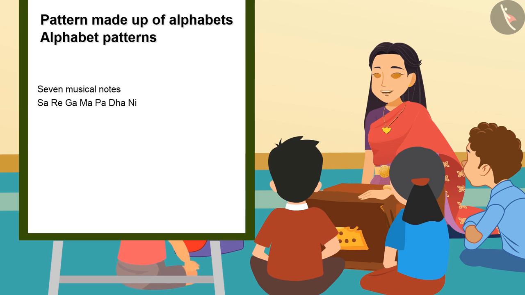Before making patterns, one should remember that there is no fixed rule for making patterns. You can make your own rule to make patterns. These are the seven musical notes. Let's make some patterns using this. Can you fill in the blanks?